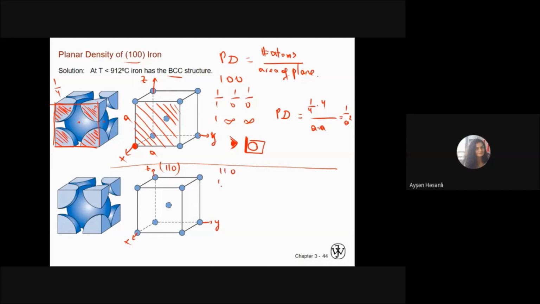Open the bracket, take reciprocal, 1, 1, infinity. This plane should intersect x-axis at 1, y-axis at 1. Connect these 2 points. This plane should be parallel to z-axis. That means I will extend this xy line parallel to z. So it will be this plane. I will do the same over here. This 1, 1, 0 plane.